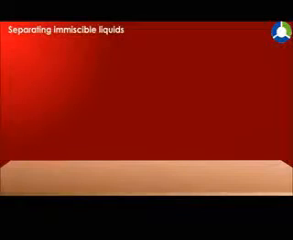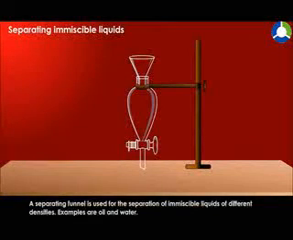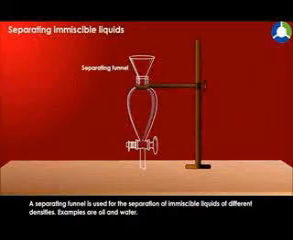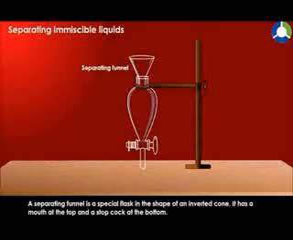Separating immiscible liquids. A separating funnel is used for the separation of immiscible liquids of different densities. Examples are oil and water. A separating funnel is a special flask in the shape of an inverted cone. It has a mouth at the top and a stopcock at the bottom.